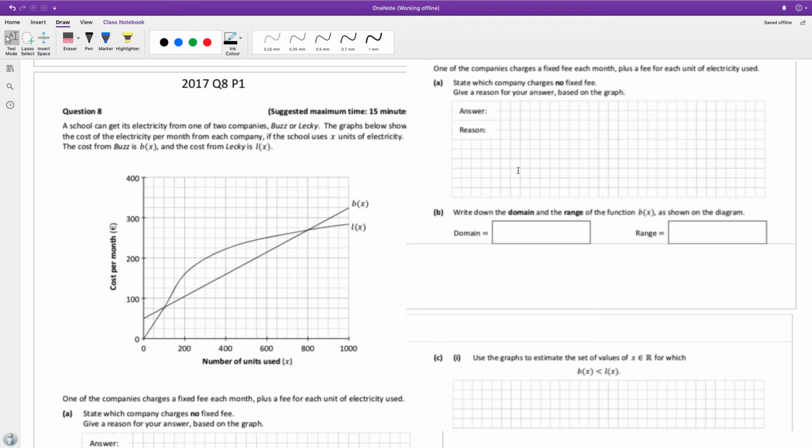All right. So, what do we reckon then? One of the companies charges a fixed fee each month plus a fee for every unit of electricity used. State which company charges no fixed fee. So which one charges no fixed fee? Grace. Lecky charges no fixed fee. Why does Lecky charge no fixed fee?